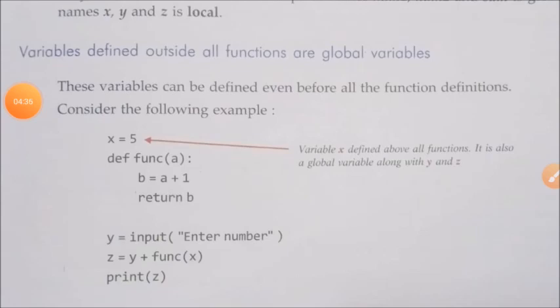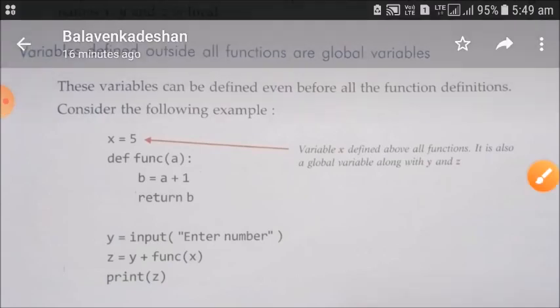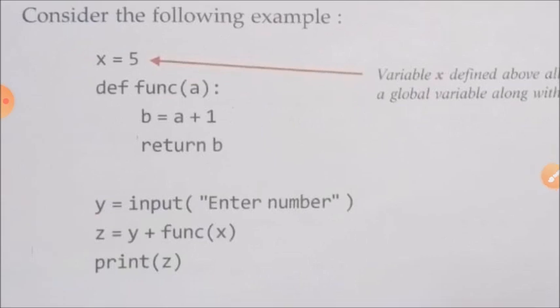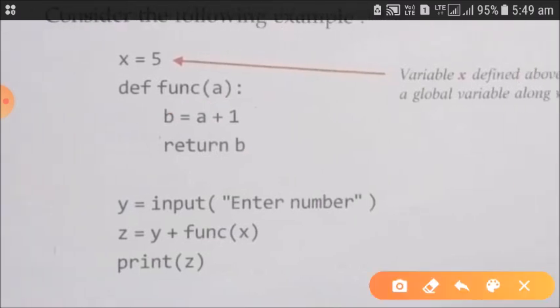Now we can see one example program for global scope. Dear student, you can see one example program for global variables or global scope. In this program, the first line is x equal to 5. The second line, def, is the function definition starting. The function name is func, and a is an argument. These things are known as a function definition. The program will start from here. This is the first execution of the program.